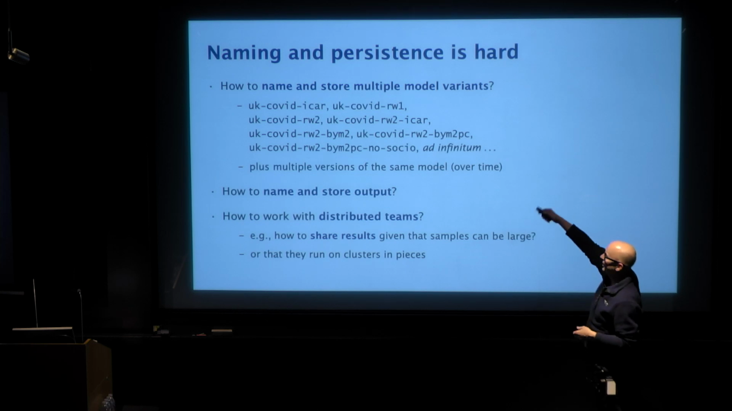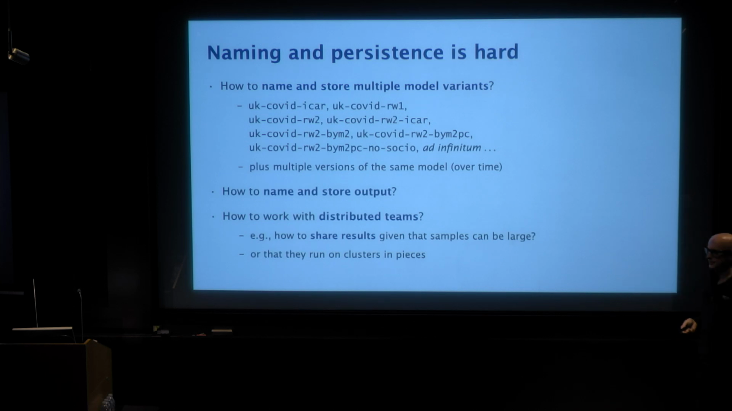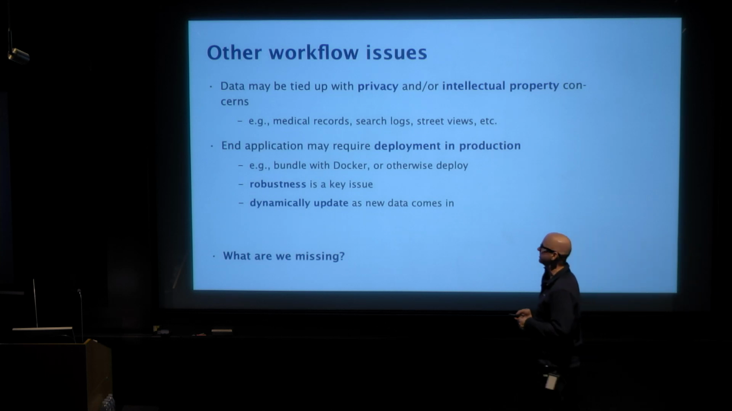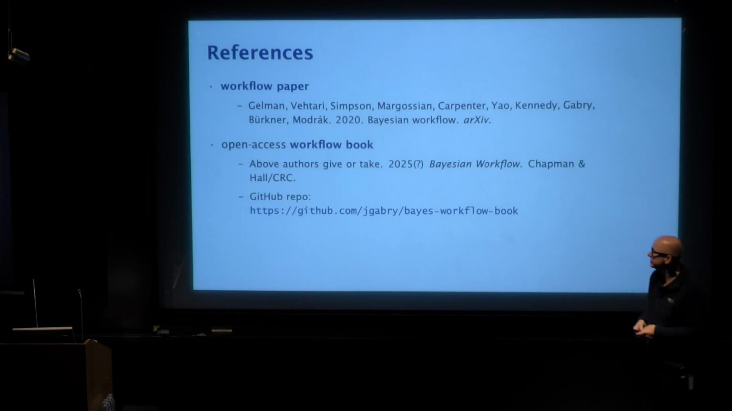So, this is what our directories wind up looking like. This is something Mitzi and I were working on with the UK Health Security Agency, and we were working on all these spatiotemporal models of COVID evolution, and plus there's multiple ones of these, right? How do you work in distributed teams, right? You may have privacy issues, you may have to wind up deploying this all in production, right? And I'm sure we're missing a bunch of stuff here, but I think I'll stop there at least to leave time for a few questions.